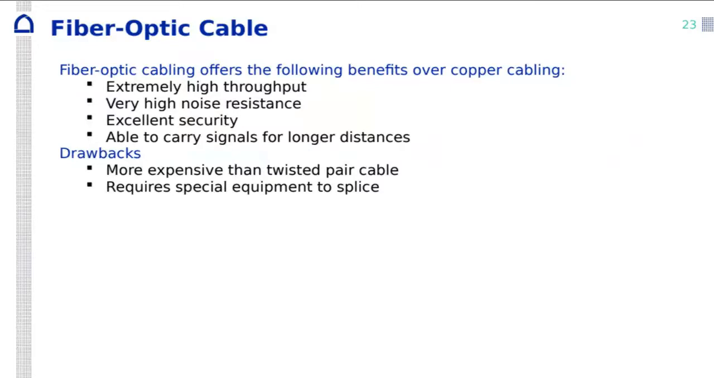The advantages of fiber optic: high throughput, very high noise resistance, excellent security, able to carry signals for long distances. The disadvantages: more expensive, and also it needs specific equipment, and you need to train the technician to deal with fiber optic. It has to be certified.